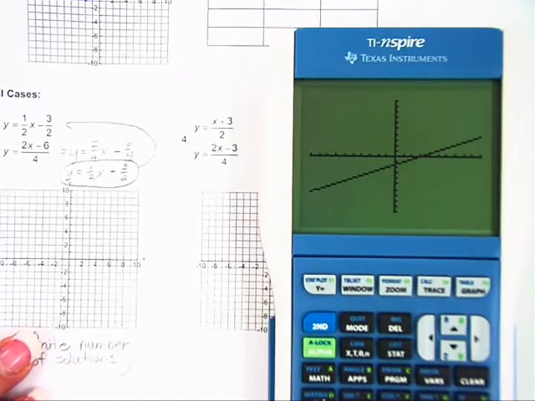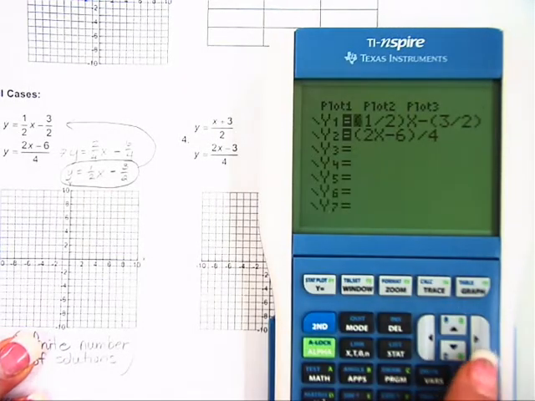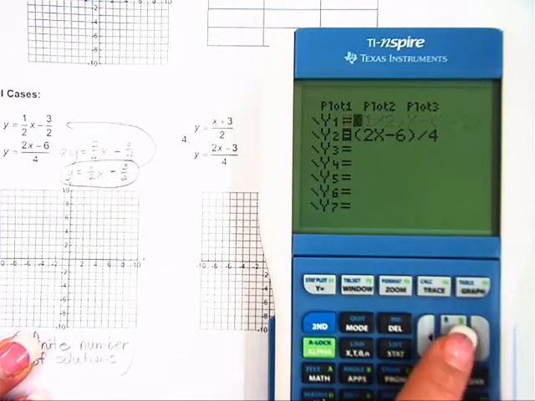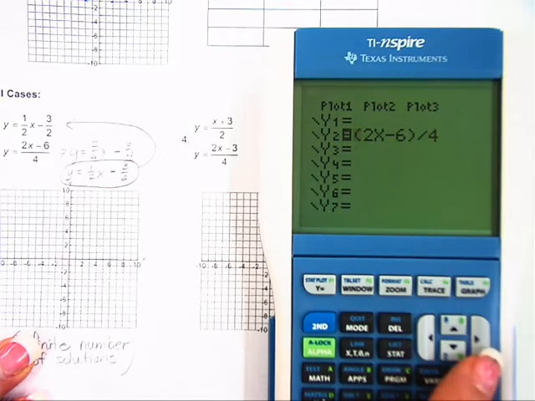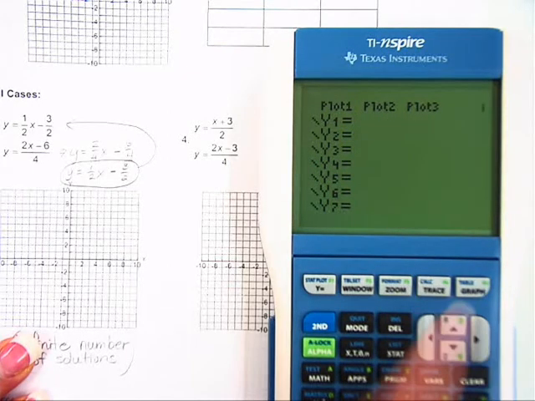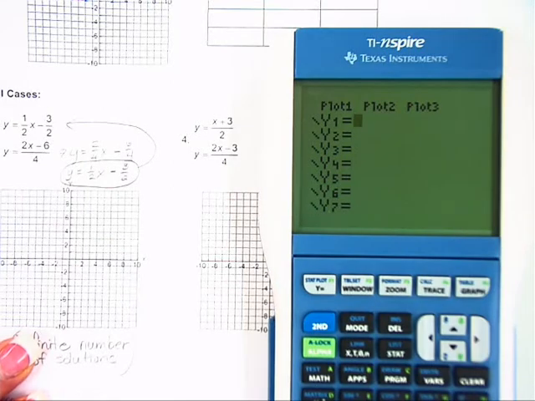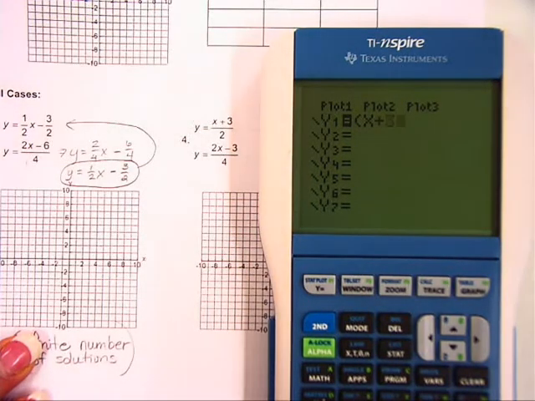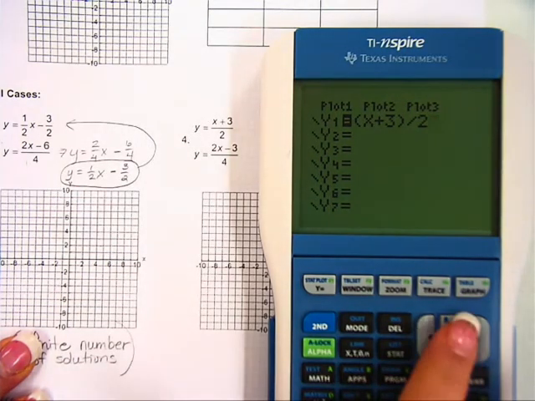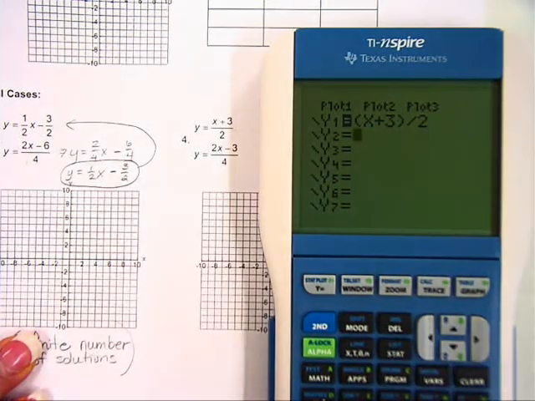So here's what I'm going to do. Move it over just a little bit. Clear out your y equals. So clear, clear. And let's enter those in. Be sure to use your parentheses and you'll be fine. So the first one says y equals x plus 3 divided by 2. So I'm going to use my parentheses. X plus 3, close my parentheses, divided by 2. That's my first equation. What is my second equation? How am I going to put it in?